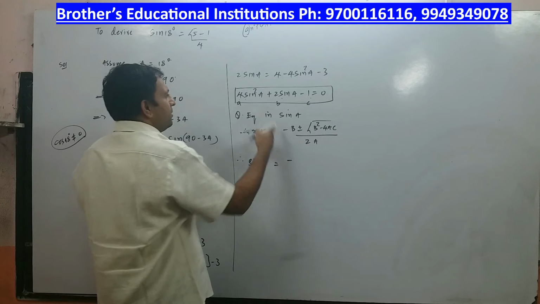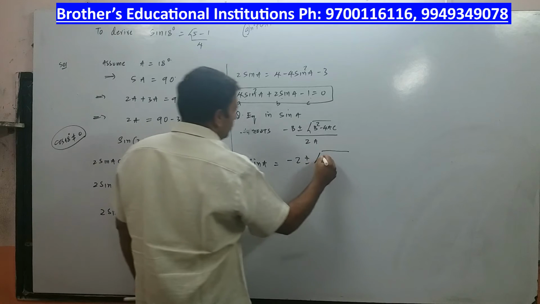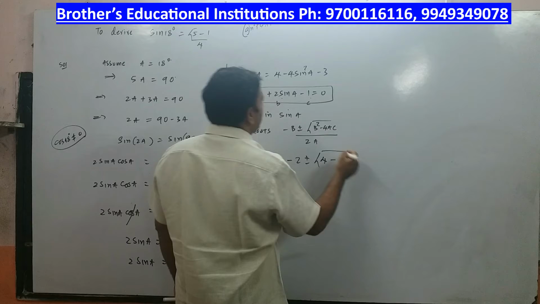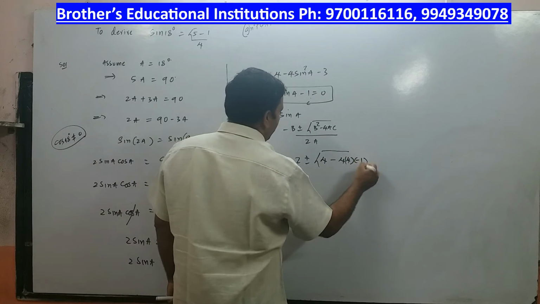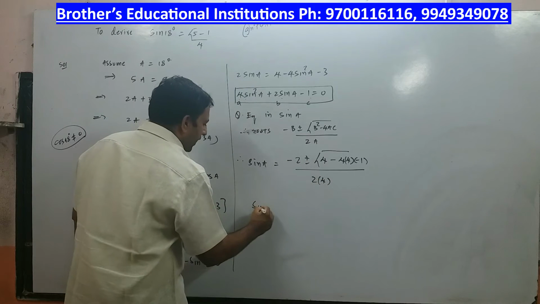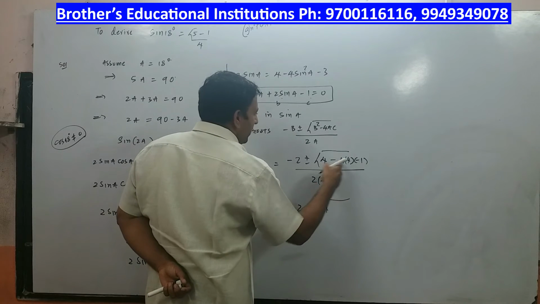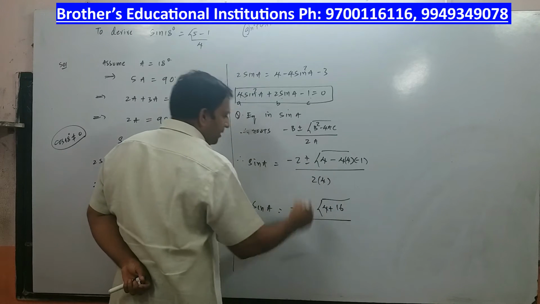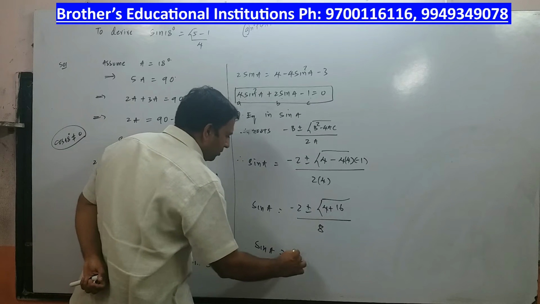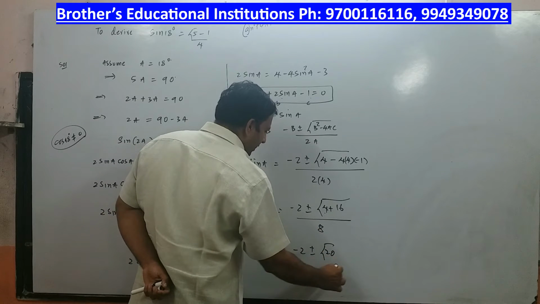Right? So minus b means minus 2 plus or minus under root of b square means 2 square 4 minus 4 into a value. What is a value? 4 into c value. What is c value? Minus 1 by 2 into a value. What is a value? 4. So now sine A is equal to minus 2 plus or minus under root of 4 minus into minus plus 4, 4 4s are 16 by 4 2s are 8. Now I can write sine A is equal to minus 2 plus or minus 16 plus 4 is 20. So it is square root of 20 by 8.